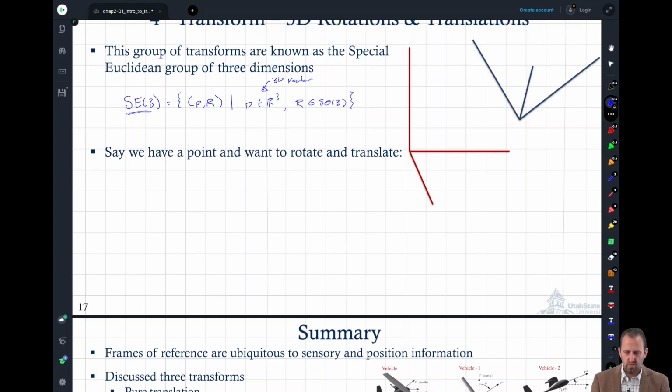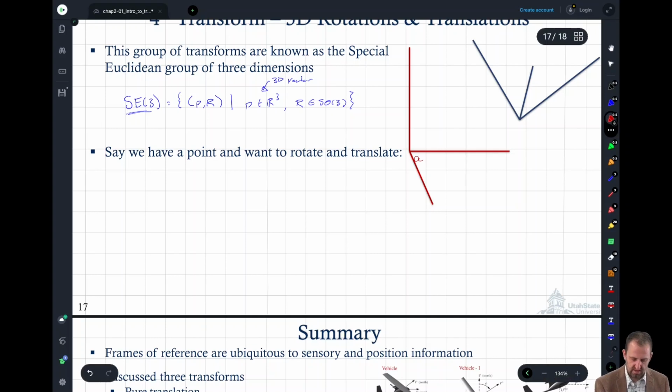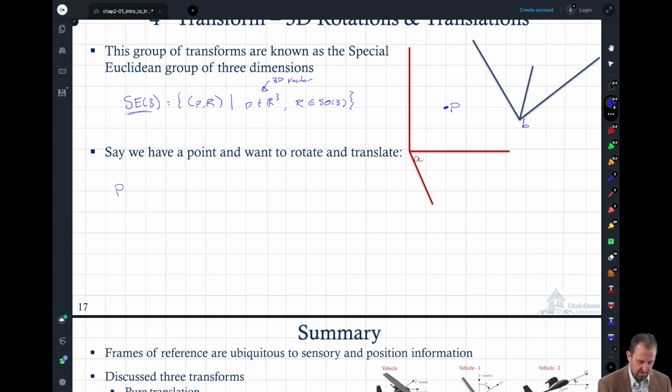So say we have a point and we want to rotate it and translate it. So now we have frame A again, and we have frame B, right? And say that we have this point P, easy to express in frame A. How do we get it to frame B? So the goal is, again, we have PA, and we want PB.